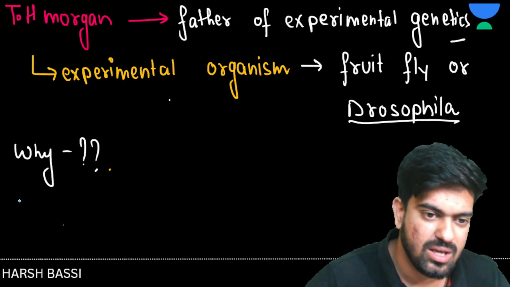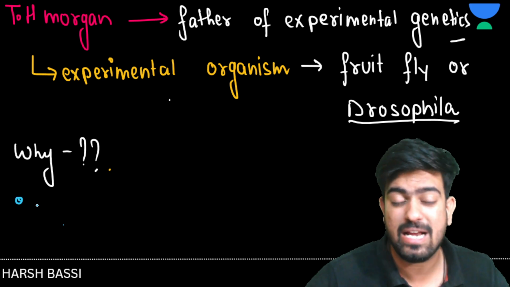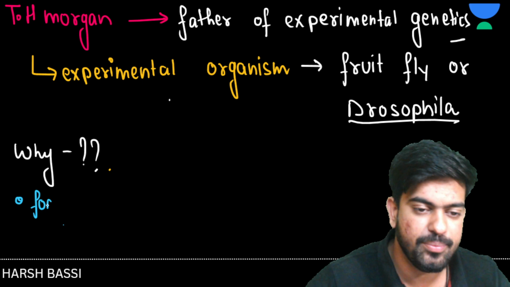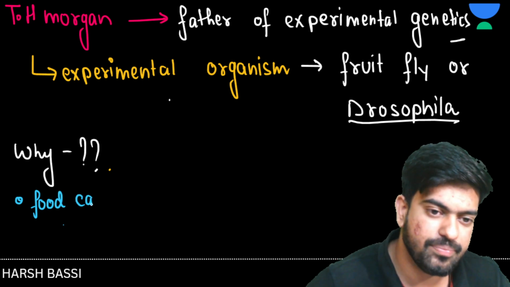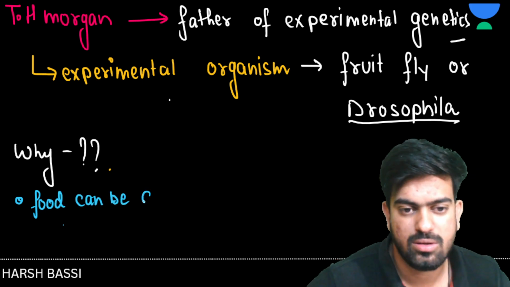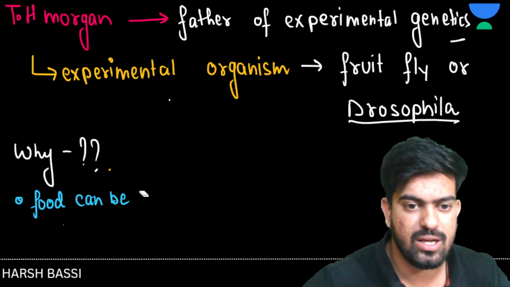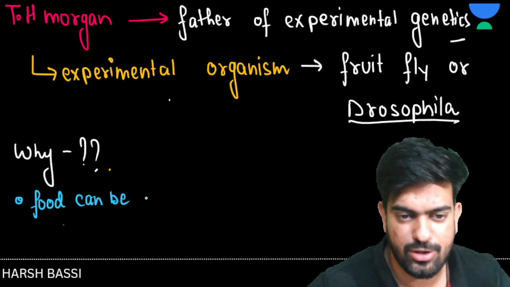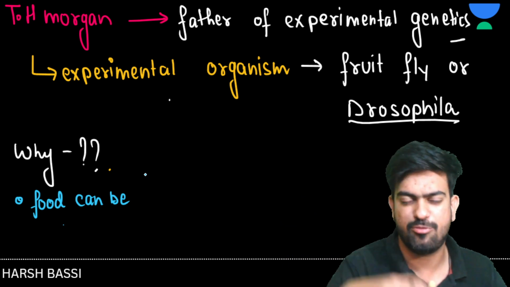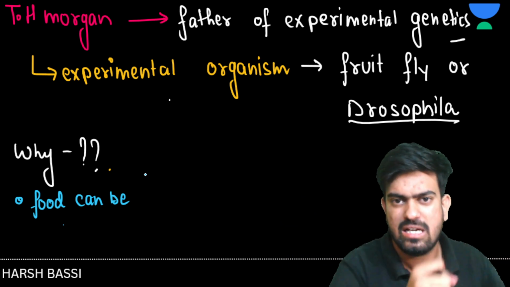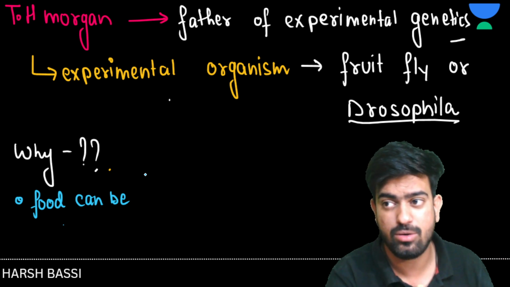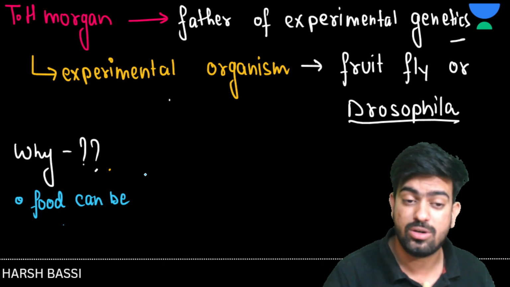So see, food medium can be easily available. Like fruit flies, they need sugar kind of thing. Okay, so either you can give bananas, like mash the banana and create the medium. There they can grow. They can grow in sugar water also.